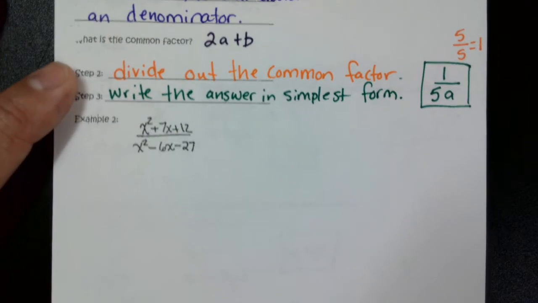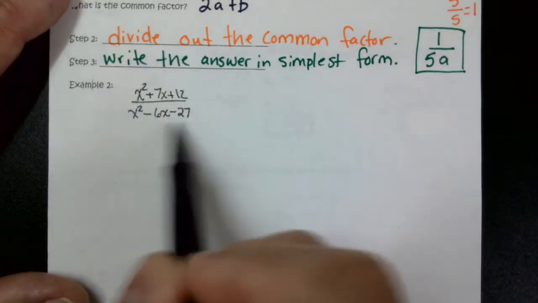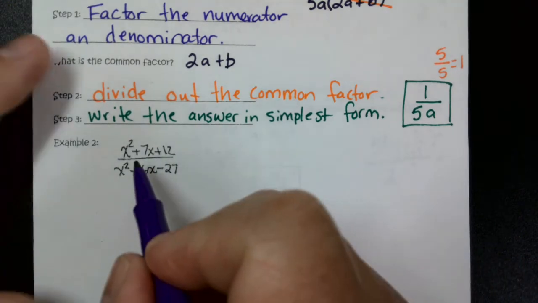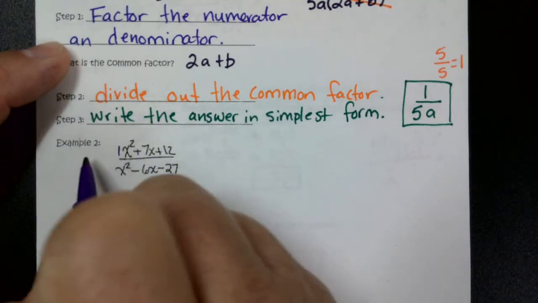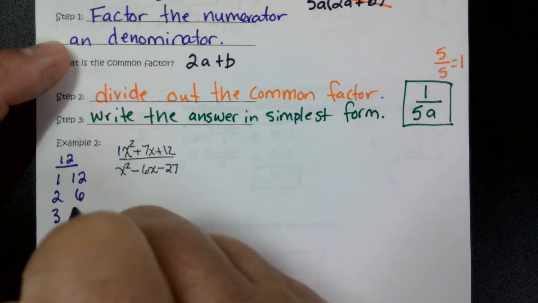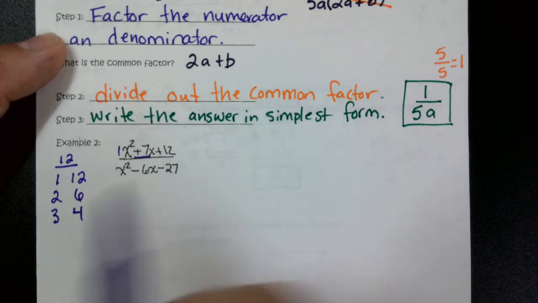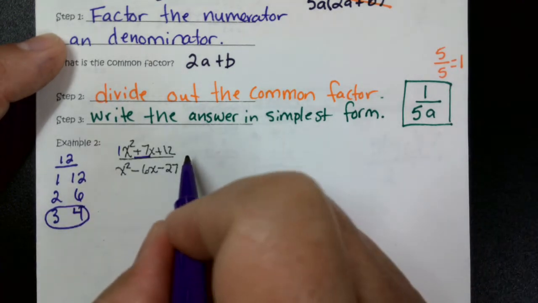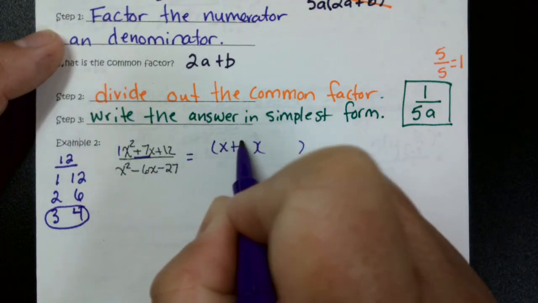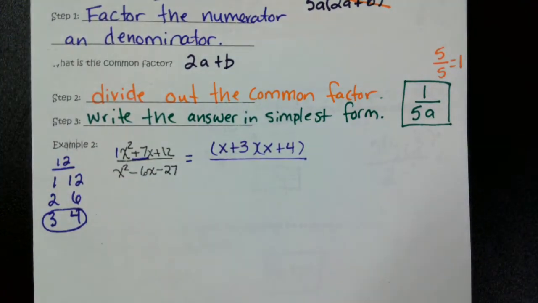Okay, let's look at another example. First, we have two trinomials. And so first we have to factor the numerator. So we have a trinomial with no GCF. 1 times 12 is 12. Factors of 12 are 1 and 12, 2 and 6, 3 and 4. We want the two factors that give us a positive 7 when we add them. So that would be the 3 and the 4. So through the beauty of video, I use my grouping and I get x plus 3 and x plus 4 as my factors.